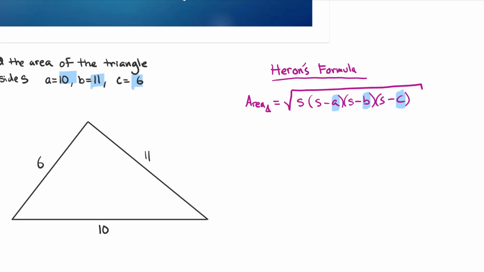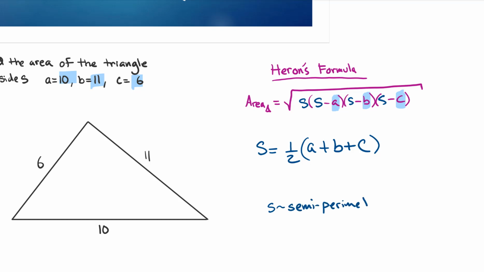But this S that I'm taking out, this little S that's in every piece, is called the semi-perimeter. And what I mean by that is, just add all the sides up, add them all up, and then cut it in half. So S is called the semi-perimeter. Half the perimeter. Perimeter all the way around. How far is 6 plus 10 plus 11, and cut it in half. And that's the number we plug in.